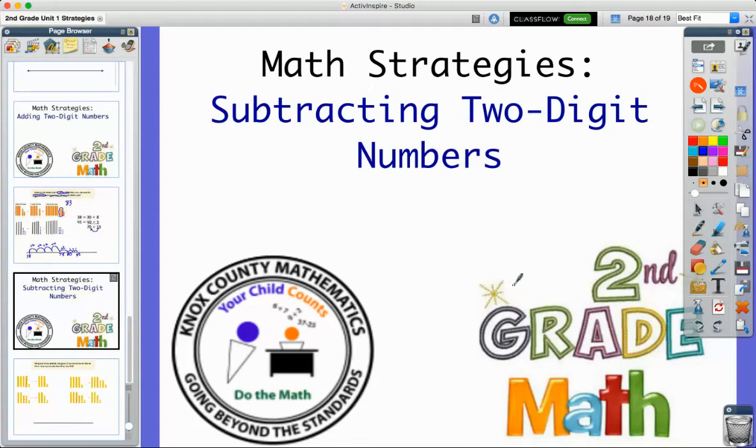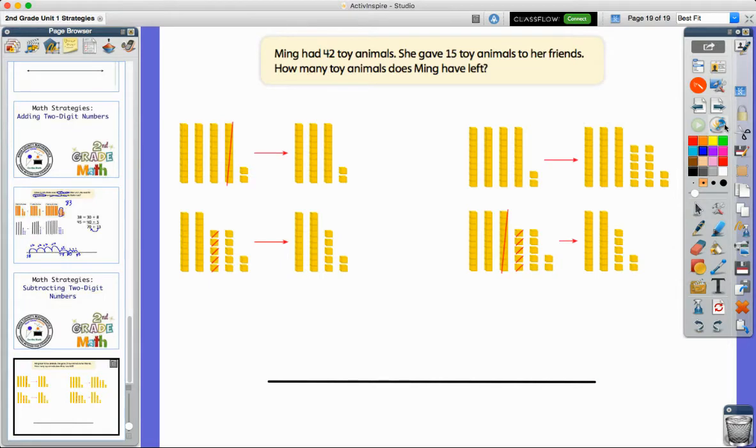and 8. We build on what we did in lesson 7 with adding two-digit numbers, and now we are subtracting two-digit numbers. And just like we did in lesson 7, we focus a lot on the place value understanding, breaking apart our numbers into tens and ones. Here's an example from the book.